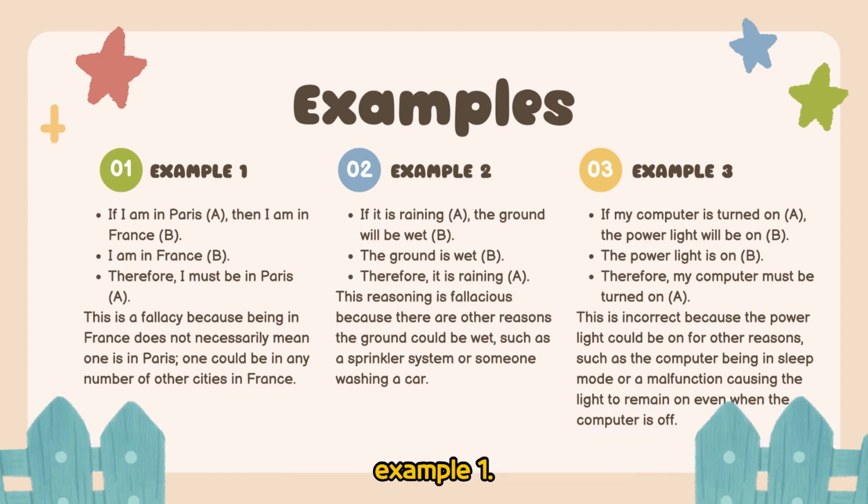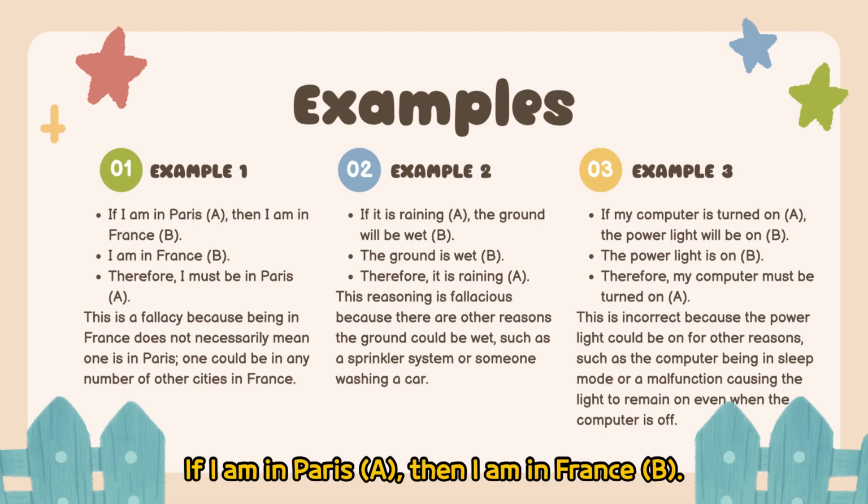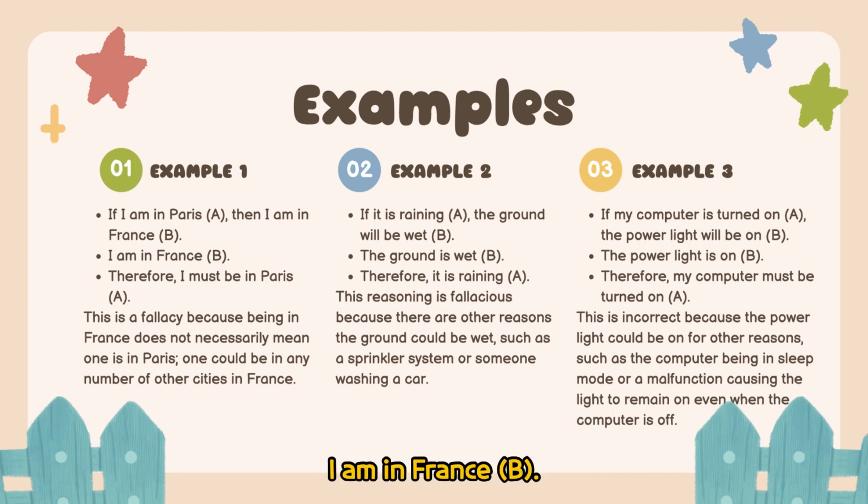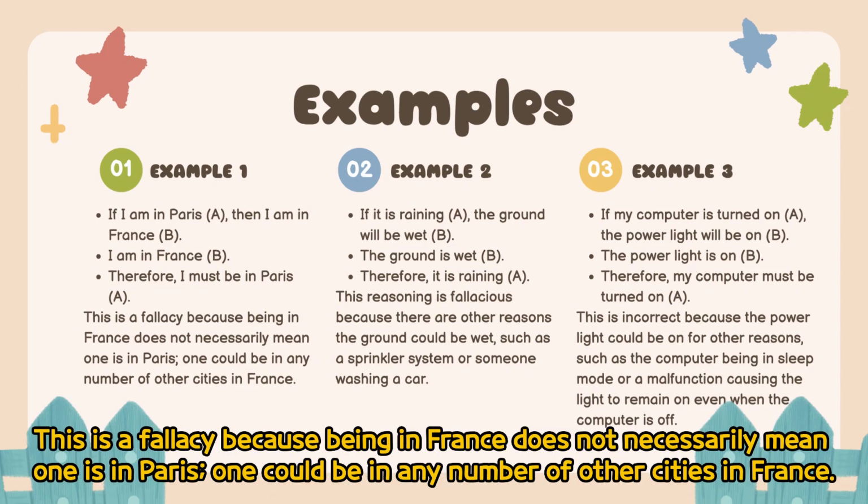Example 1. If I am in Paris (A), then I am in France (B). I am in France (B). Therefore, I must be in Paris (A). This is a fallacy because being in France does not necessarily mean one is in Paris. One could be in any number of other cities in France.